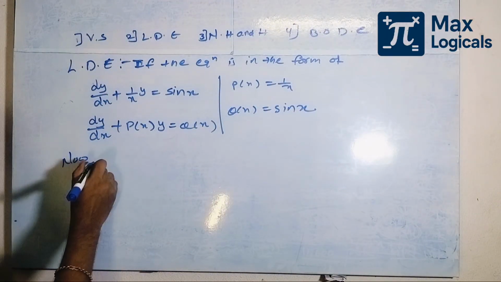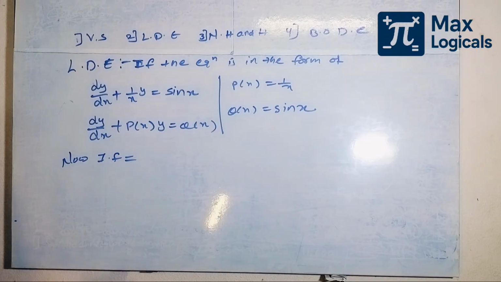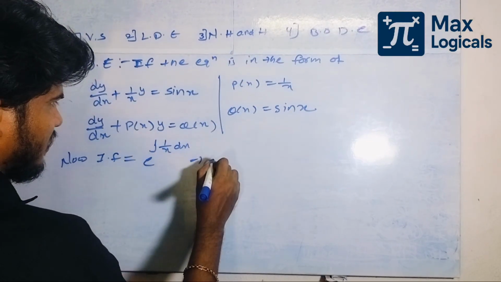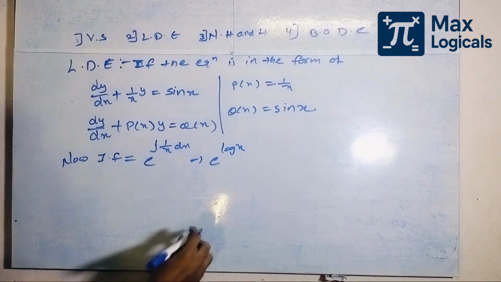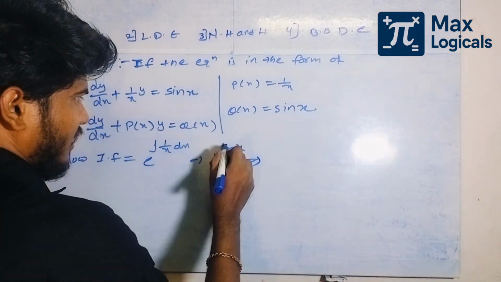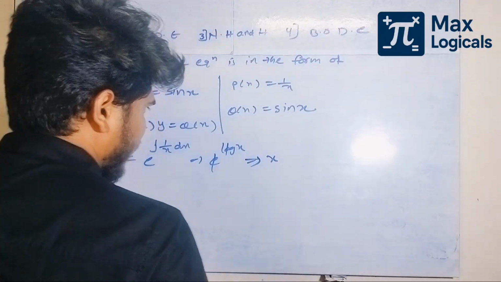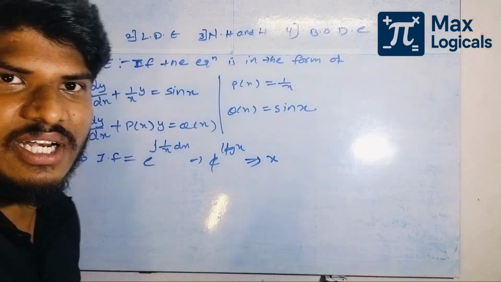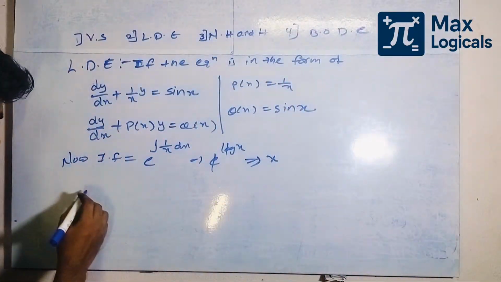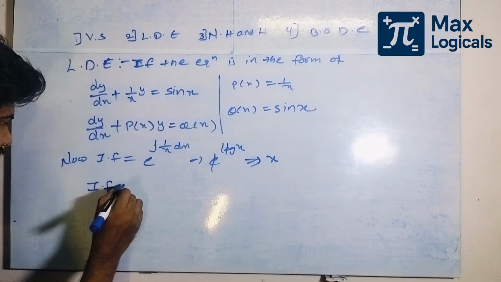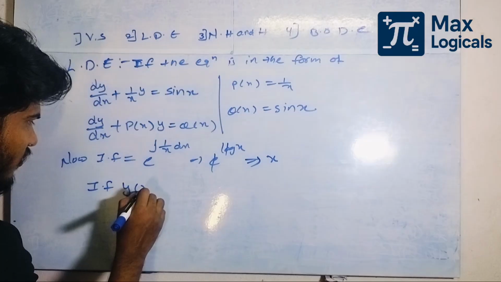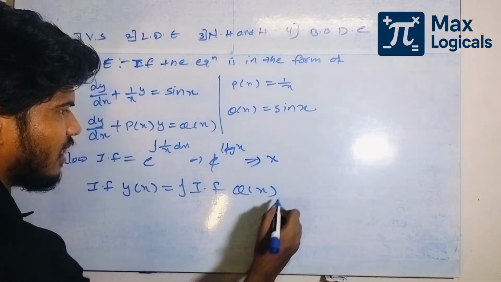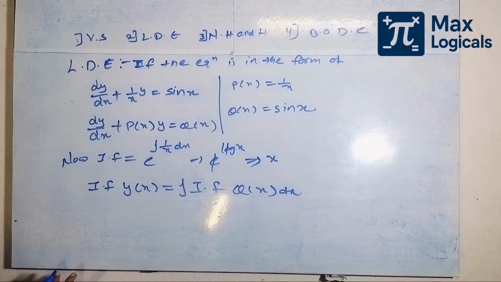Now to find the integrating factor, IF equal to e power integral 1 by x dx, that is e power log x. Here e and log cancel, so the integrating factor is x. Now these values are substituted in the general solution of the linear differential equation: integrating factor into y equal to integral of integrating factor into q of x dx.